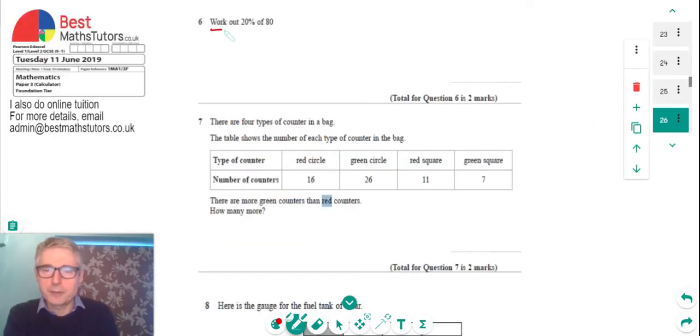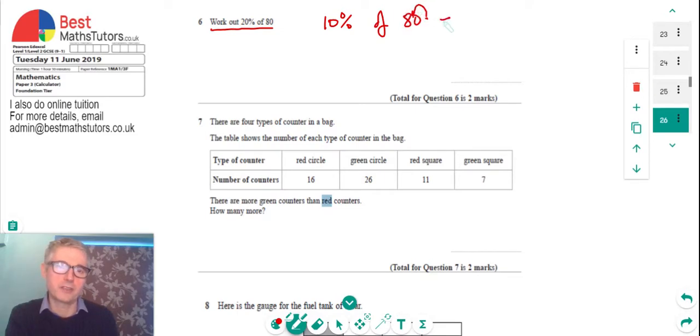So if we continue with the paper now, we're on question 6. I've got to work out 20% of 80. And the easiest way to do this, if we were on a non-calculator paper, and I think it's still the easiest way, even though we are on a calculator paper, is first of all to find 10% of 80. And 10% can be found by moving the decimal point one place to the left. So currently it's just after the 0, and we can move it one place back. So 10% of 80 is equal to just 8.0, which is just 8.